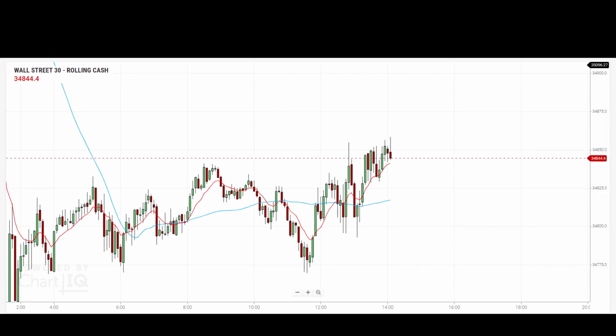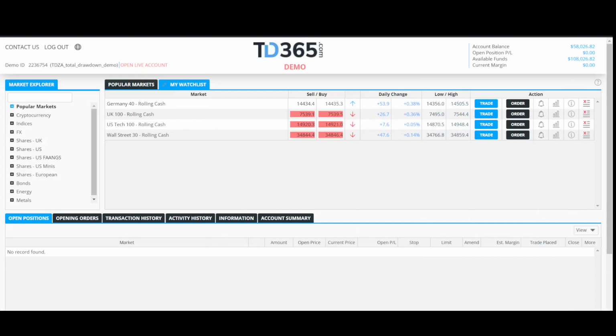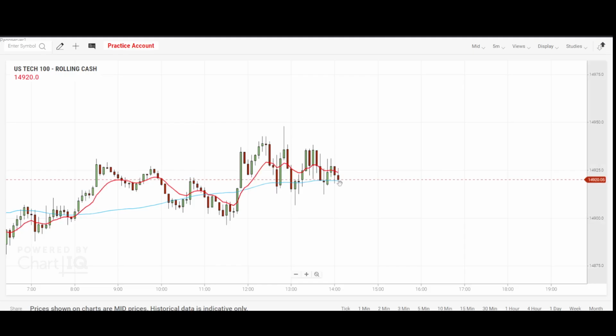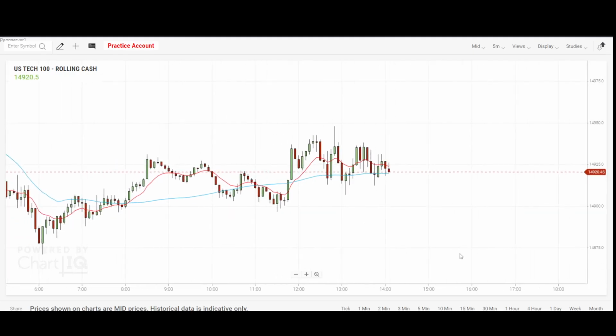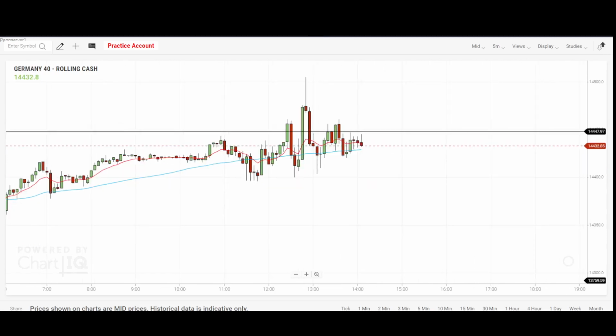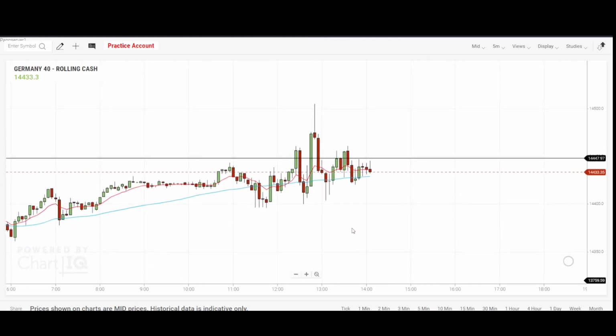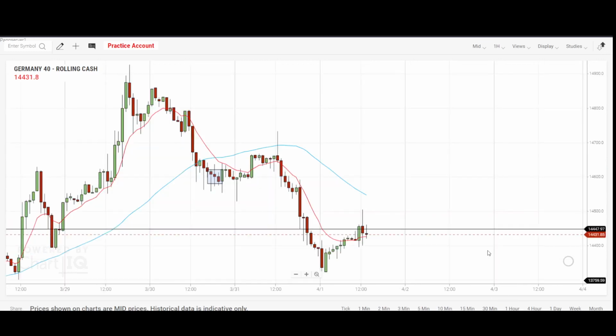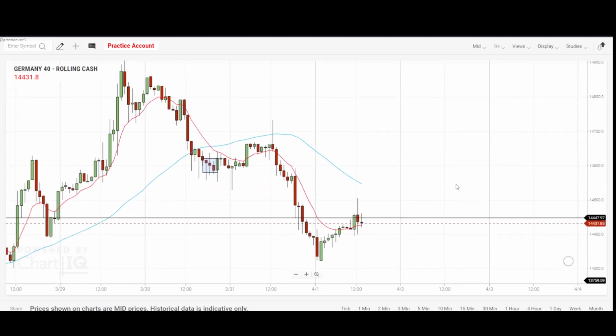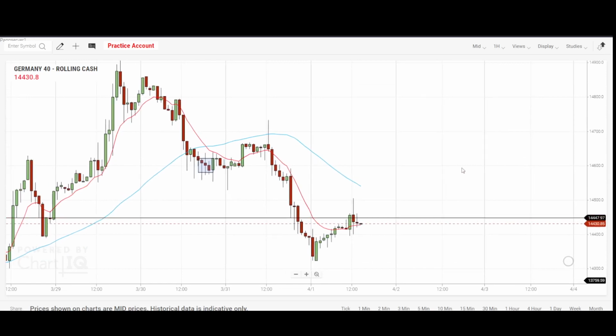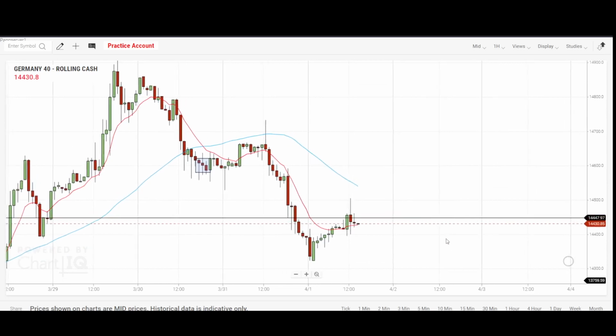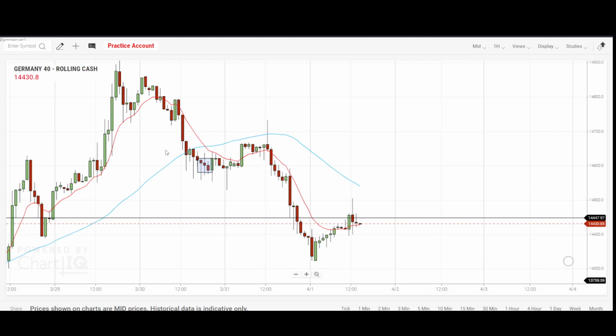Let us check the other pairs, what's happening. We have US Tech, which is in indecision at this point, and Germany, which is in indecision at this point. I want to remind everyone that we use the 5-minute chart as our execution chart, but we also use the 1-hour chart to just get an idea of the overall movement of the price. As you can see, the overall movement of the price is a downward movement.